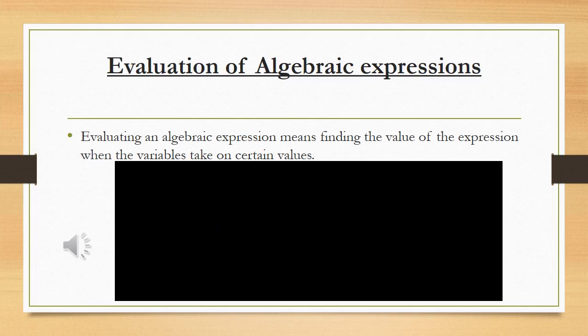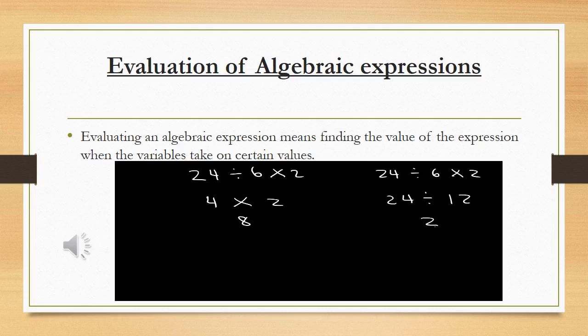Now let's move on to our next example. What is 24 divided by 6 multiplied by 2? Should we divide before we multiply, or should we multiply first and then divide? Well, let's do it both ways. Let's divide first. 24 divided by 6 is 4, and 4 times 2 is 8. Now let's do it the other way. Let's multiply 6 by 2. That's going to be 12, and 24 divided by 12 is 2. So here we can see that we get different answers, so the order matters.